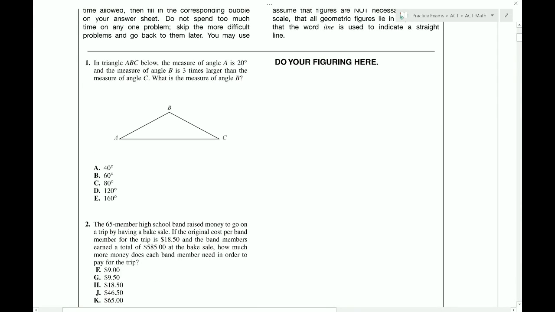Alright, question 1. In triangle ABC below, the measure of angle A is 20. The measure of angle B is 3 times larger than C. So if C is x, we'll make B 3x. What is the measure of angle B?